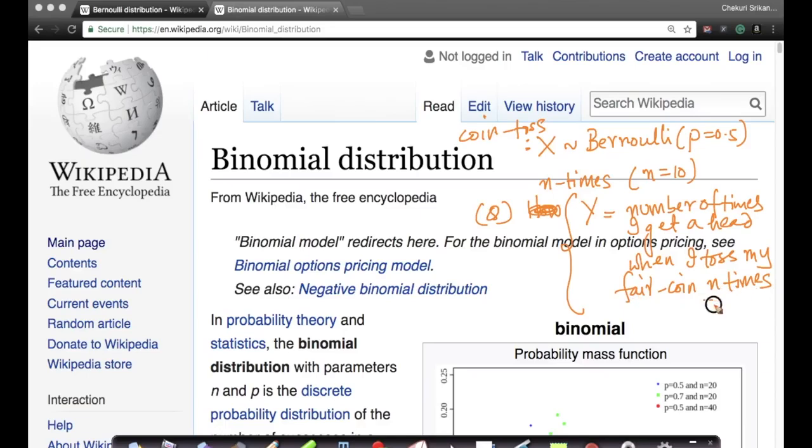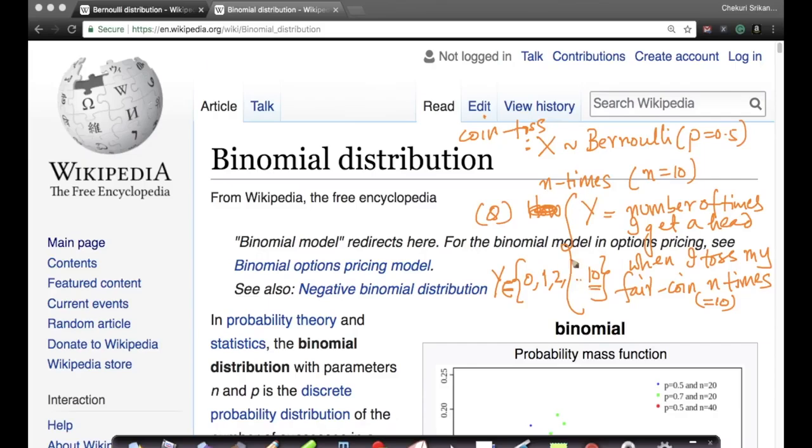If we assume n equals 10, what is the maximum value of y? Then y can be 0. I might get 0 heads when I toss a coin 10 times. Of course, it's very unlikely, but it's possible. Or I might get 1 head, or 2 heads, or up to 10 heads. Of course, getting 10 heads is very unlikely.